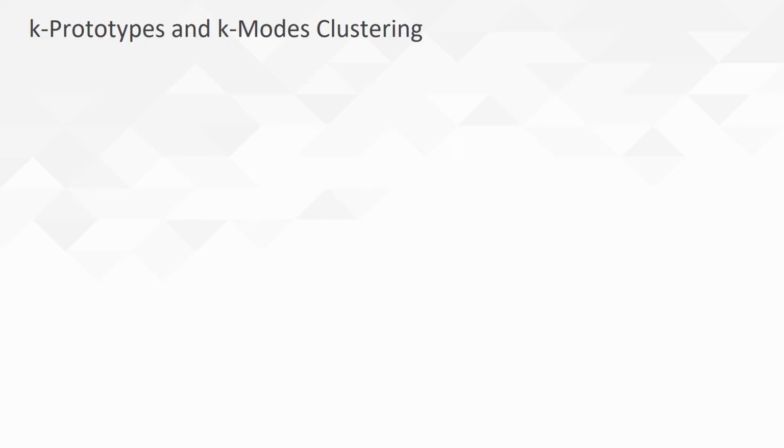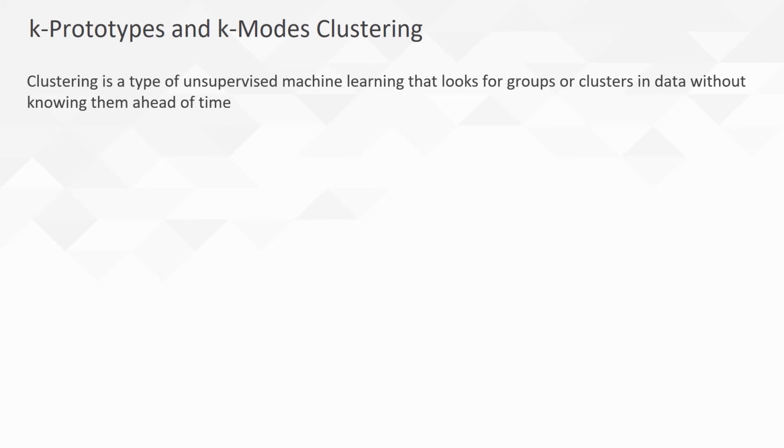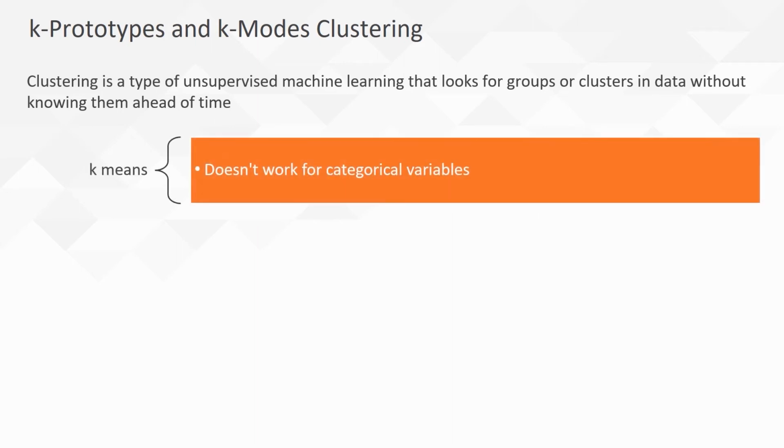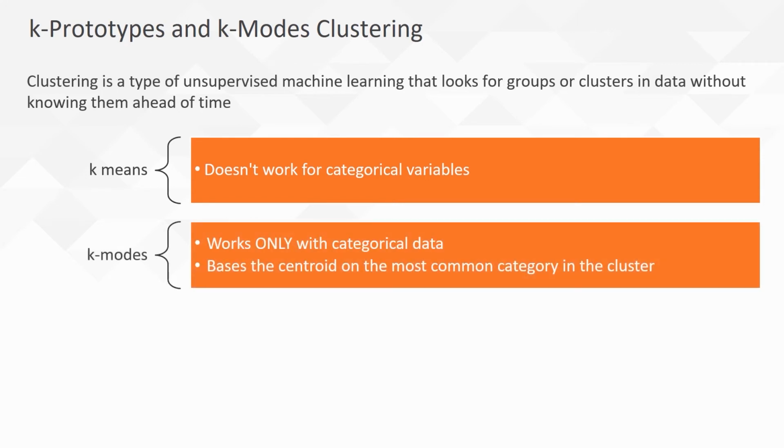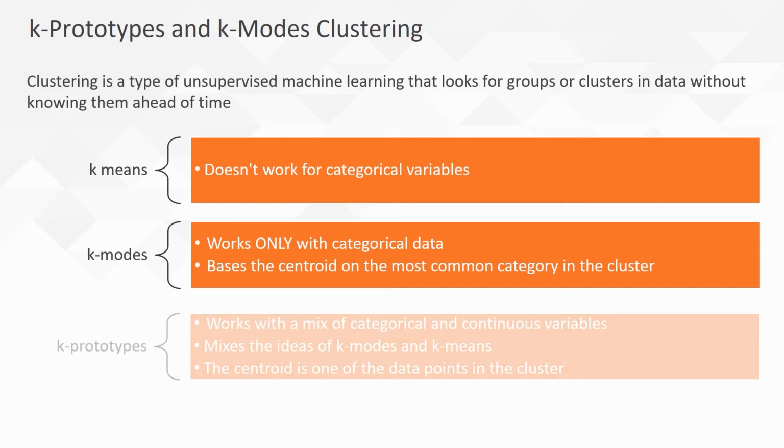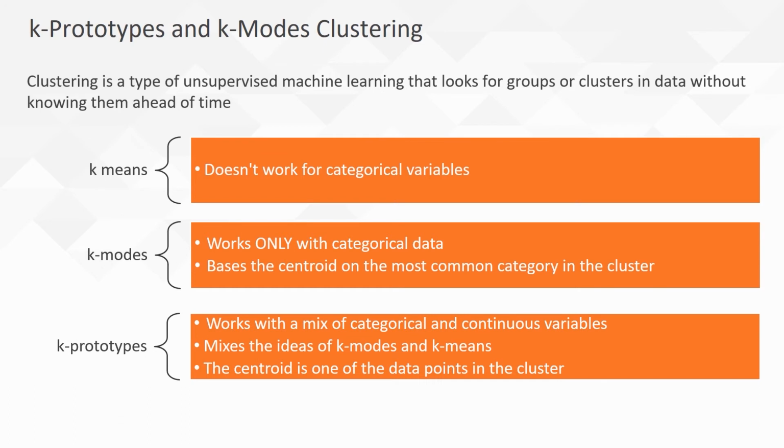Now k-prototypes and k-modes clustering. Clustering is a type of unsupervised machine learning that looks for groups or clusters in data without knowing them ahead of time. K-means doesn't work for categorical variables. K-modes works only with categorical data. The centroid is the most common category in the cluster. K-prototypes works with a mix of categorical and continuous variables. It mixes the ideas of k-modes and k-means, basically. The centroid is one of the data points in the cluster. Now it's time for another exercise to see what we're talking about here.